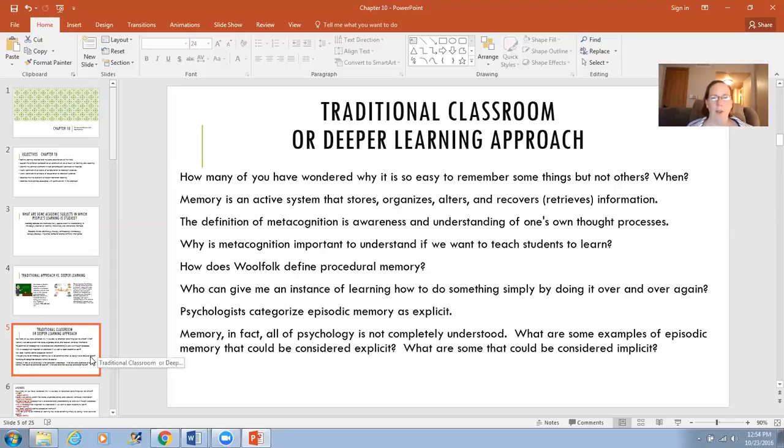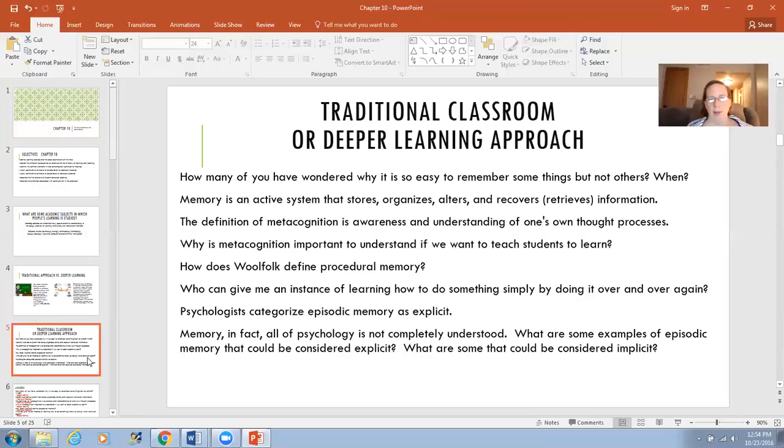Okay, so how many of you have wondered why it is so easy to remember some things but not others? Memory is an active system that stores, organizes, alters, and recovers or retrieves information. The definition of metacognition is awareness and understanding of one's own thought processes. Why is metacognition important to understand if we want to teach students to learn? How does Woolfolk define procedural memory? Who can give me an instance of learning how to do something simply by doing it over and over again?